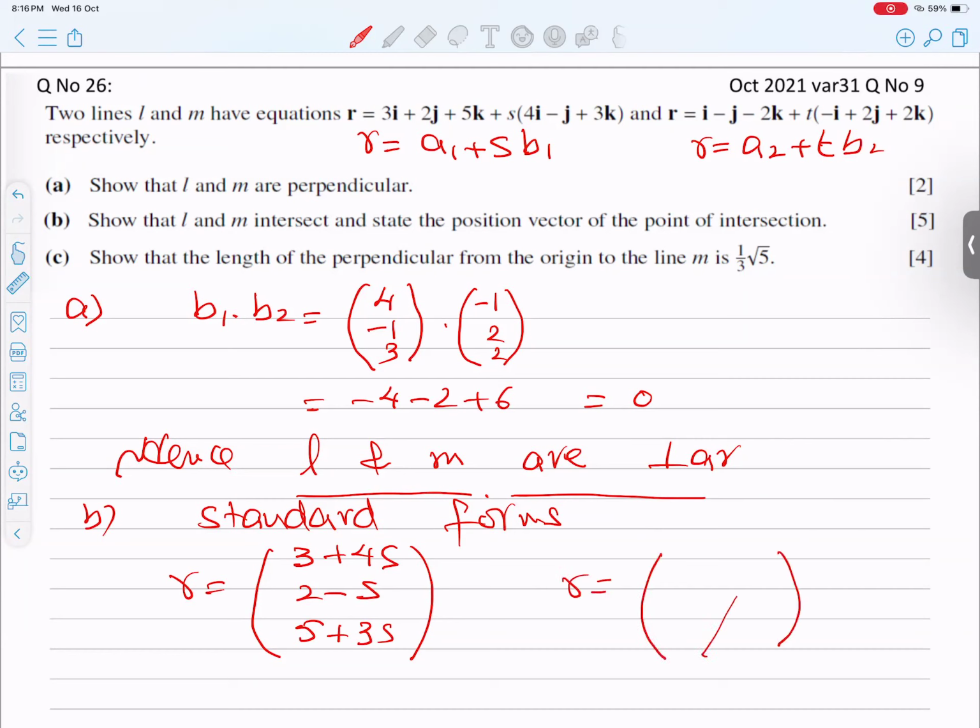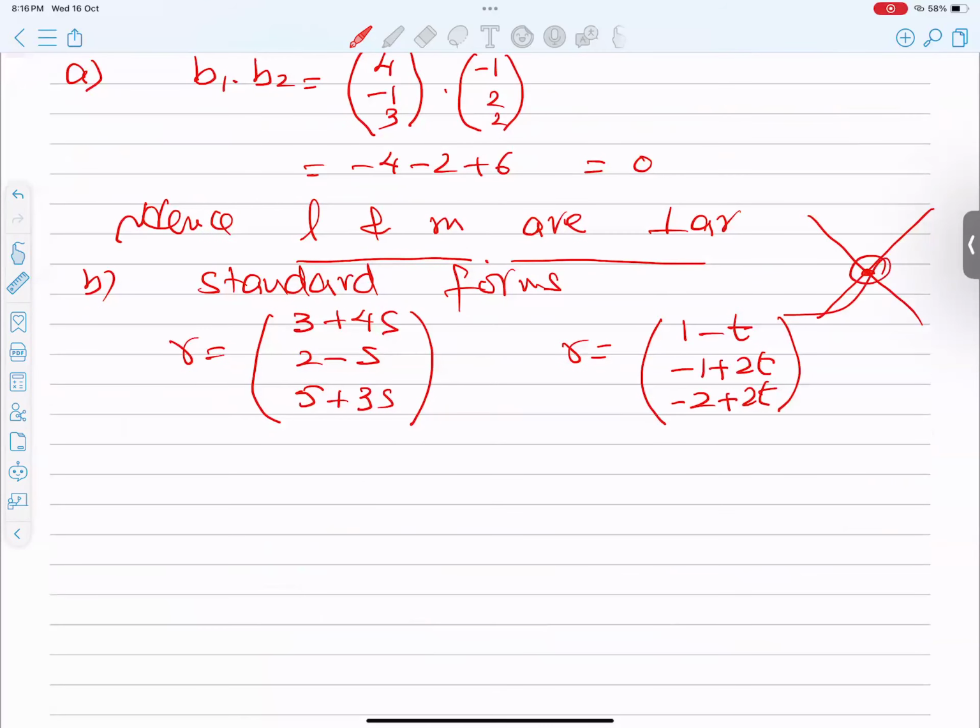Let's talk about the second one. Without explanation, I'm writing directly -t and 1 from here, so I am writing 1 minus t. And the same way, -1 plus 2t, and last, -2 plus 2t. Now I have these two lines in standard form, and I have to find the point of intersection. If they intersect, they are equal to each other. So r equals r. When I put r equals r, I will get these equations.